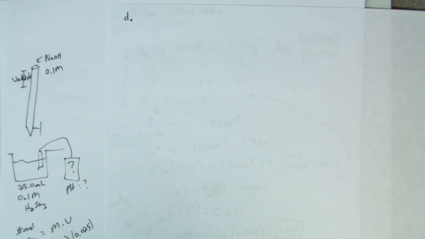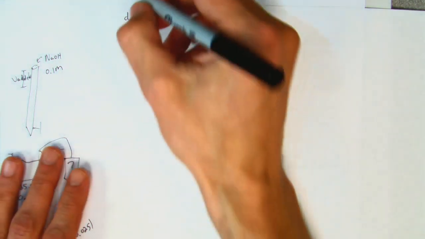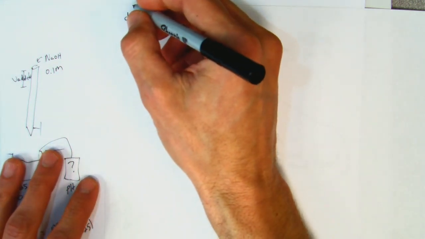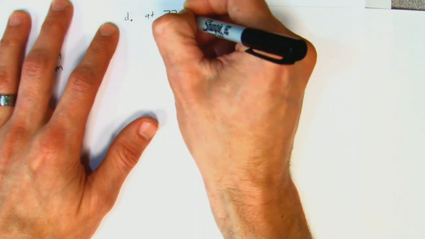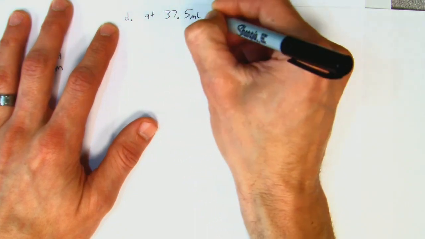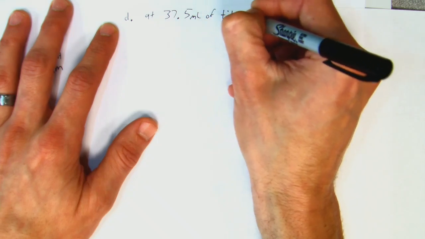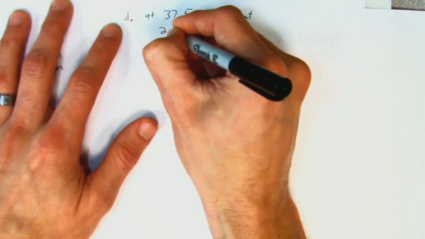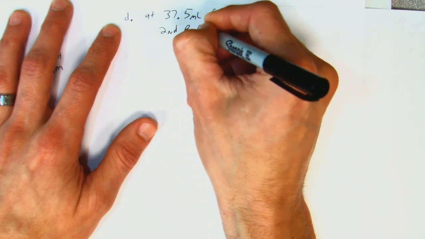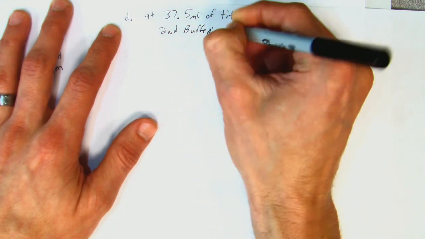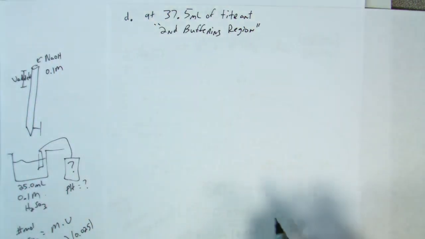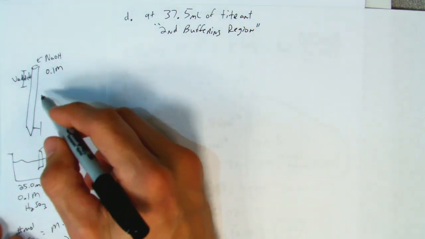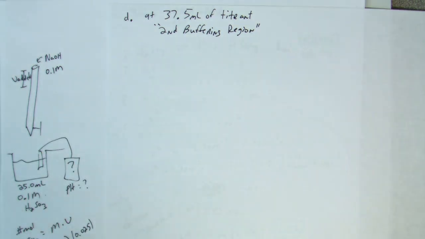Let's see, point D. Let's see what's going on. How about at 37.5 milliliters of titrant added? So we're working a new point. I think this one's going to be in the second buffering region. Let's see how we work it. So now our volume added to this sample is 37.5 milliliters.